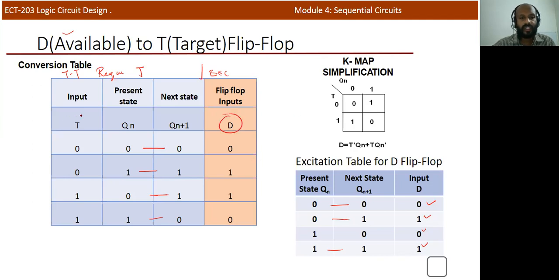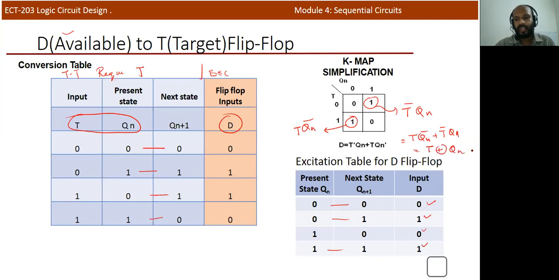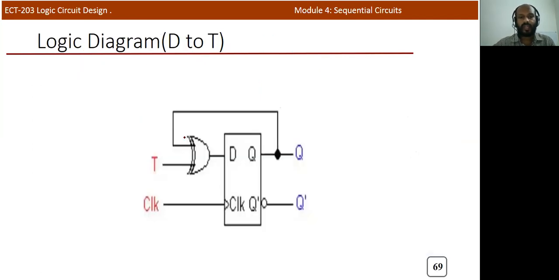Now we can design D in terms of T and Qn. Two variables, so we'll get two ones here: one is T and Qn bar, and the other one is T bar and Qn. If you write these two things, T Qn bar plus T bar Qn, it's simply an XOR operation. So D is T XOR Qn. Here you can see T and Qn, and here we get T XOR Qn.